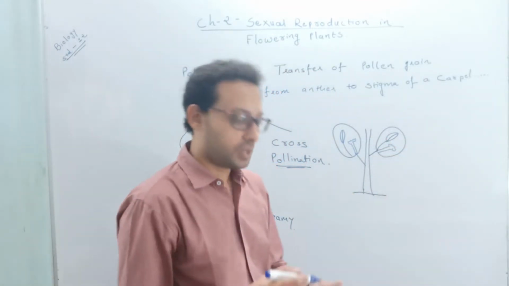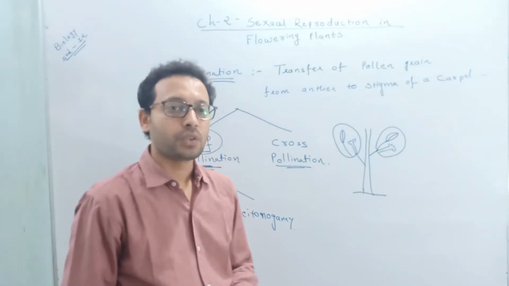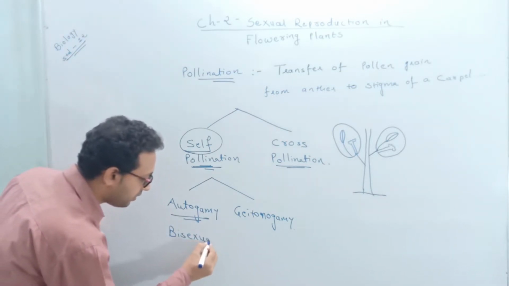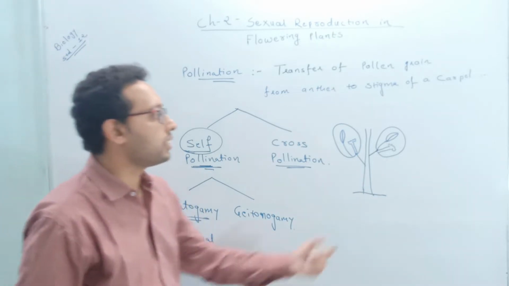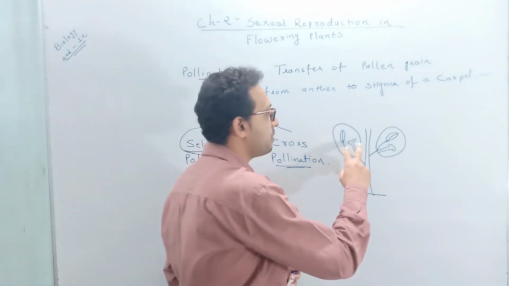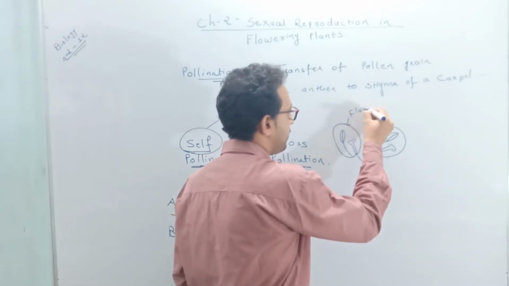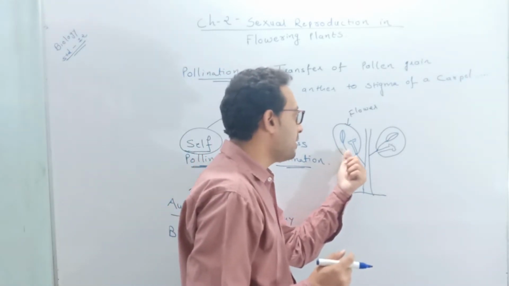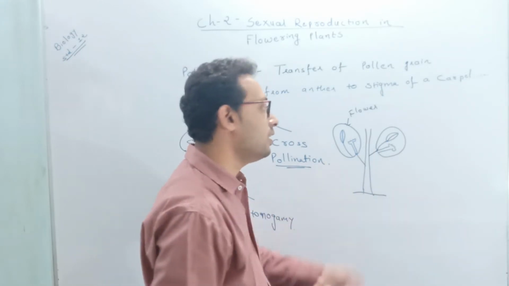Now, how does this transfer process occur? In autogamy, auto means self. Autogamy is reported in a bisexual flower. What is a bisexual flower? A bisexual flower possesses both sex organs: one is the male stamen and the second is the carpel, the female part. They are both present in the same flower. This is called a bisexual flower.